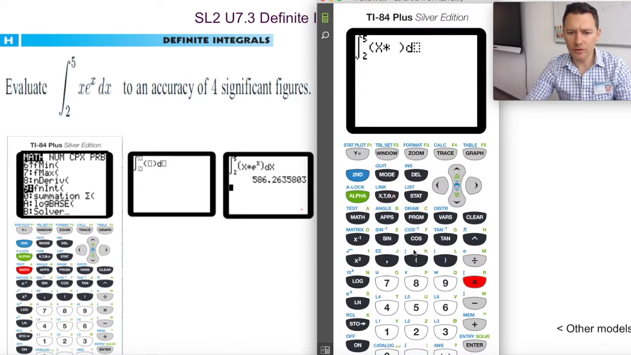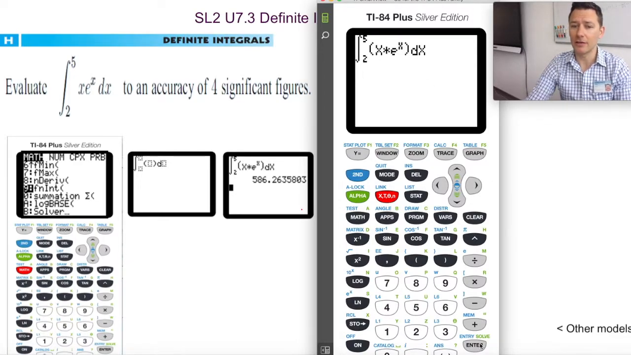I often will just put the multiply by, and then you could go second e to the x, or however you like to put that in. You also need to put the x here, dx. We're differentiating with respect to x, and the calculator needs to know that. And then you just say go, baby, go, and it pops out that for you. Amazing. Thank you.